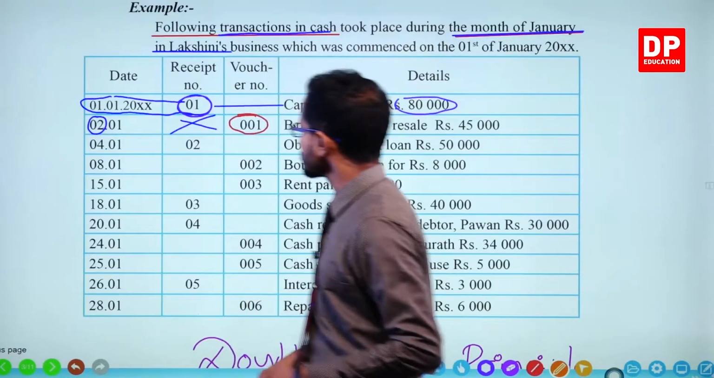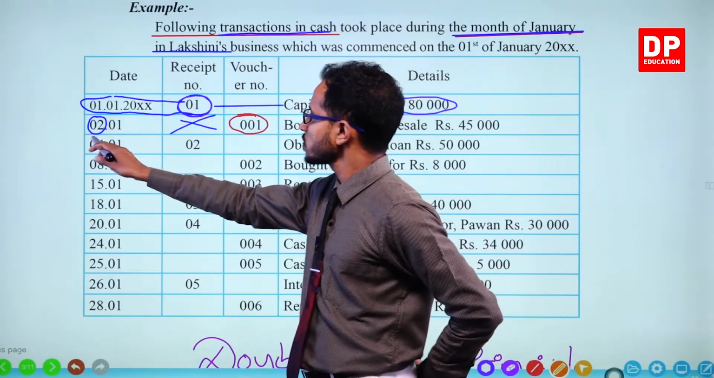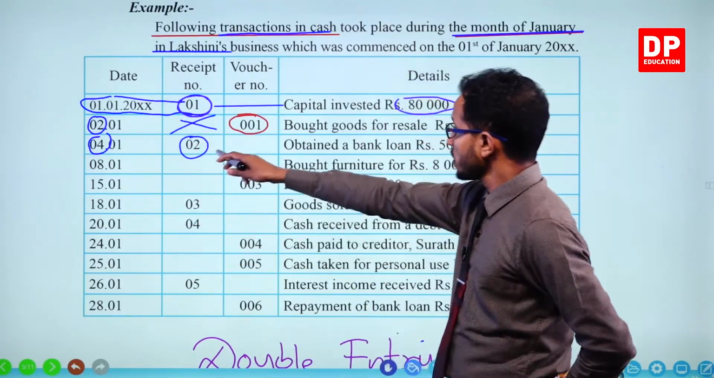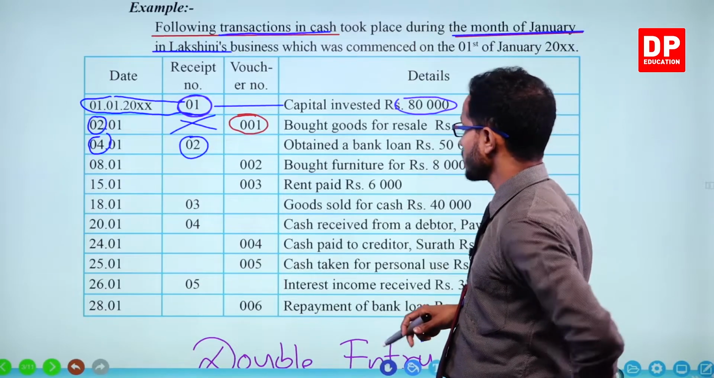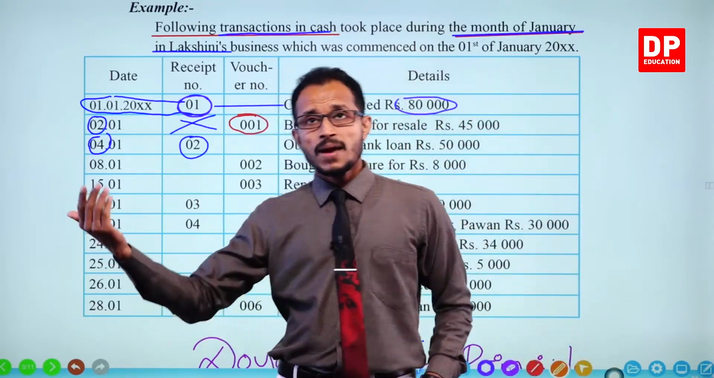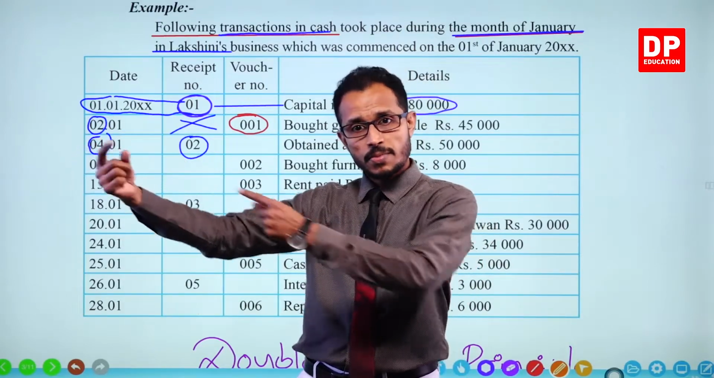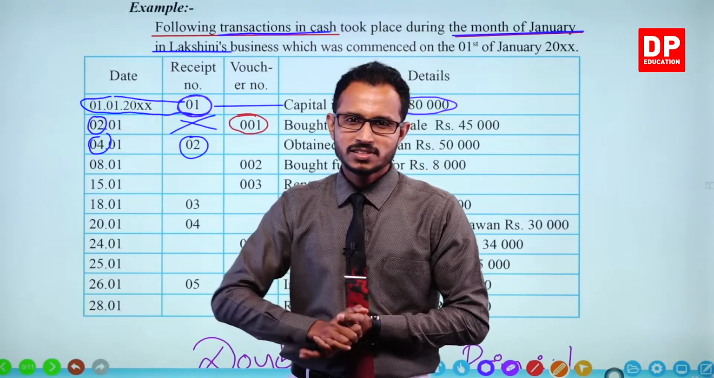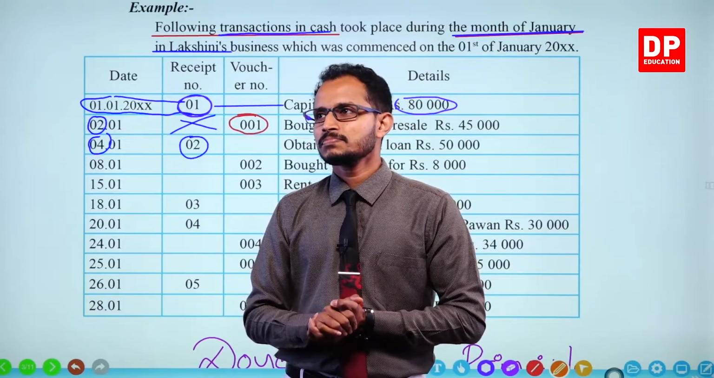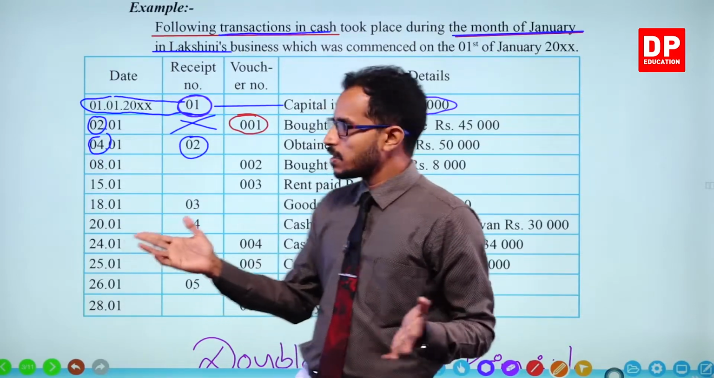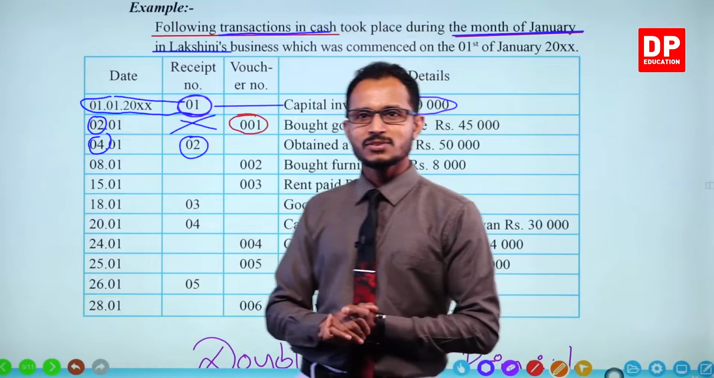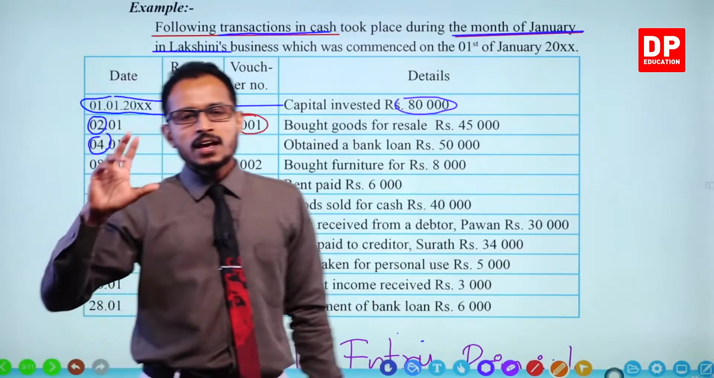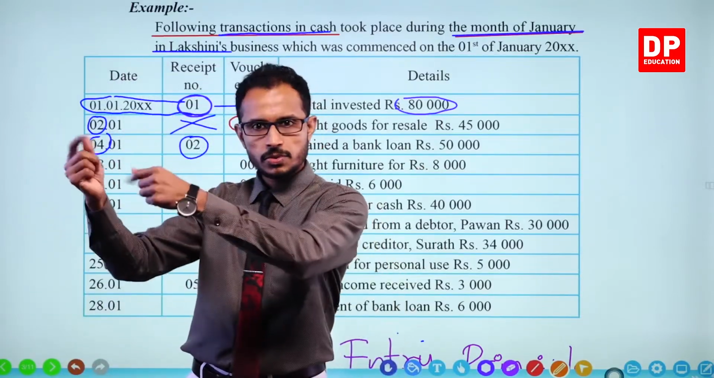Next transaction. 4th. It's a receipt number, which means it's a cash receiving. And it says obtain a bank loan. Bank loan means we are borrowing money from the bank. Let's say 50 lakhs. Is it too much? All right, 1 million. Oh no, it's 50,000. It's a small loan. Let's say 50,000 borrowed from the bank.